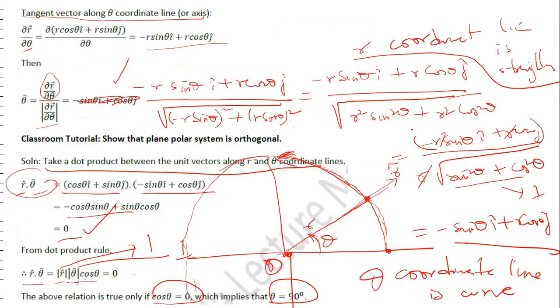Now when we go into this plane polar system, we are encountering a coordinate system in which one of the coordinate lines is a curve. It's no longer a straight line. The theta coordinate line moves around a circle for a fixed value of r.